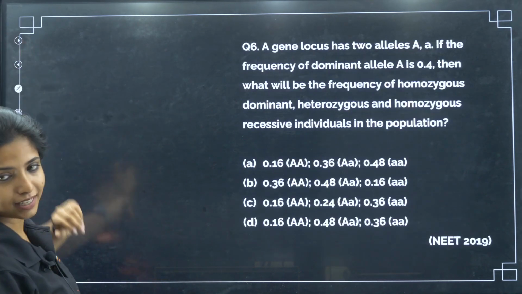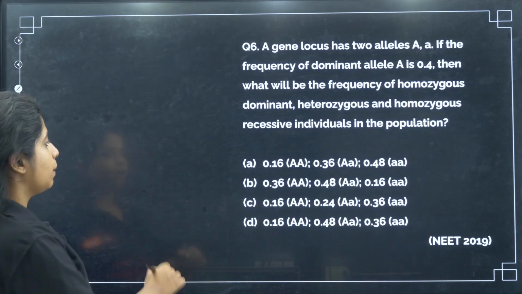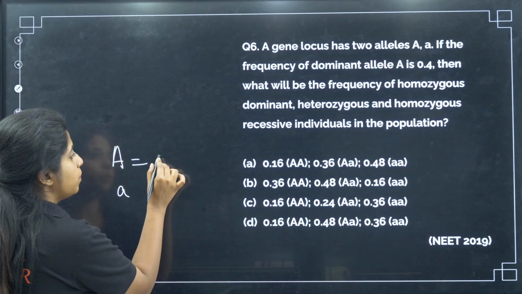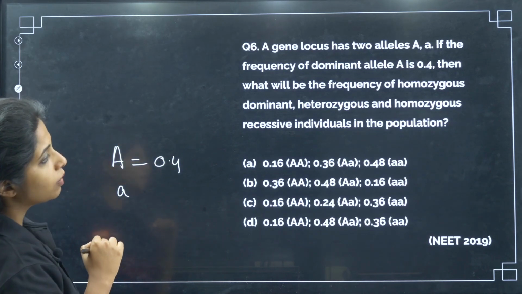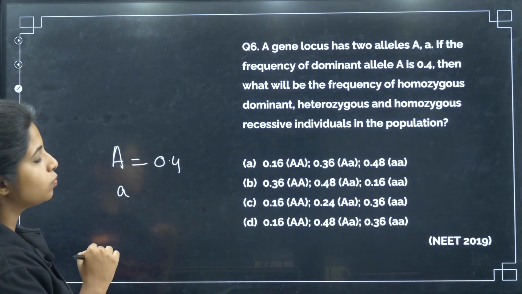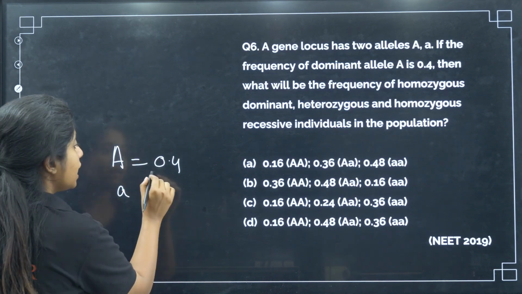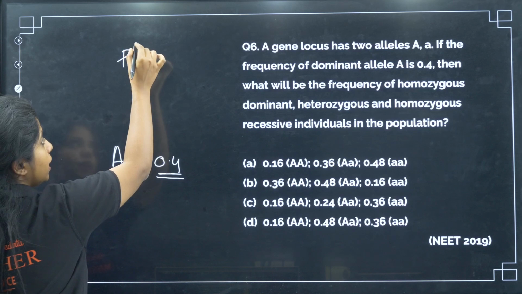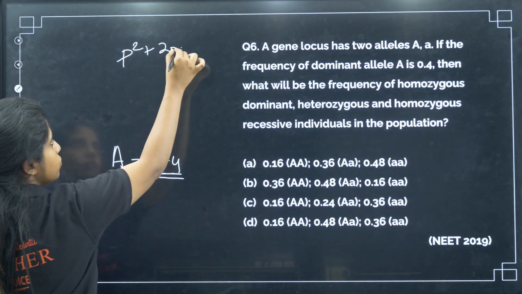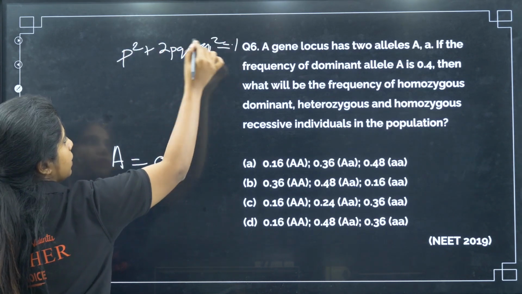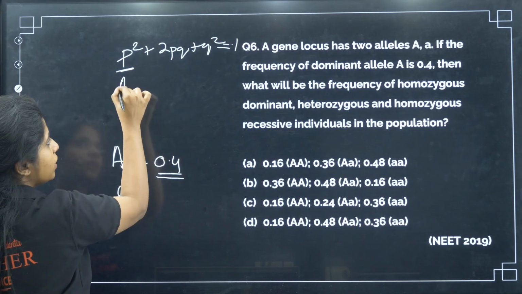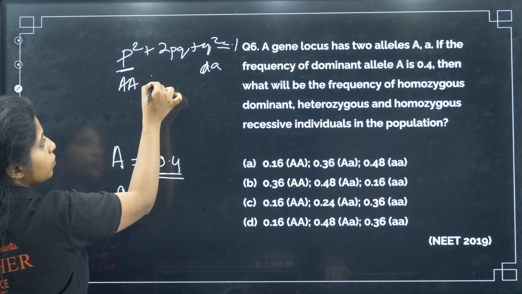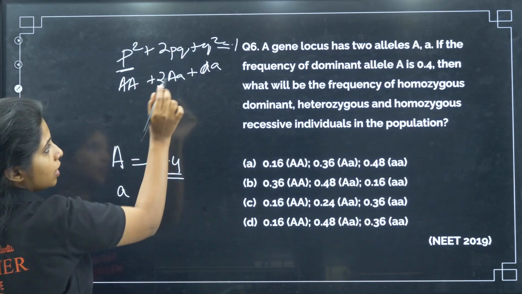Cool? Yes. Next, a gene locus has 2 alleles, capital A and small a. If the frequency of dominant allele is 0.4, then what will be the frequency of homozygous dominant, heterozygous and homozygous recessive individuals in the population? So A is 0.4. That means you're talking about, you might have studied the Hardy-Weinberg principle, right? So in that, p square plus 2pq plus q square is equal to 1. If you're talking about p square, you're talking about capital A, capital A. If you're talking about q square, you're talking about small a, small a. If you're talking about 2pq, you're talking about capital A, small a, that is heterozygous condition, right?